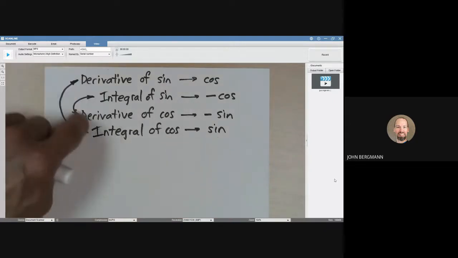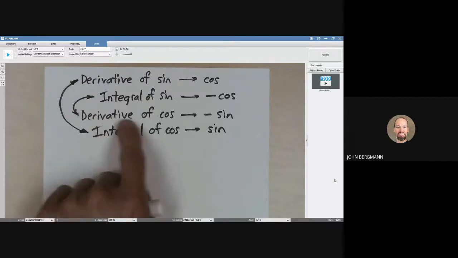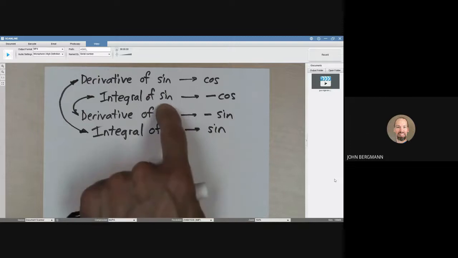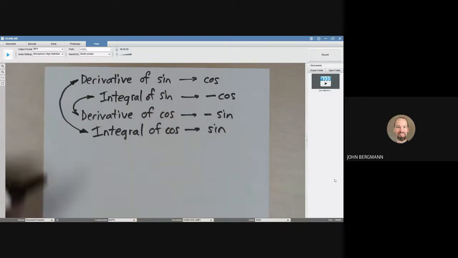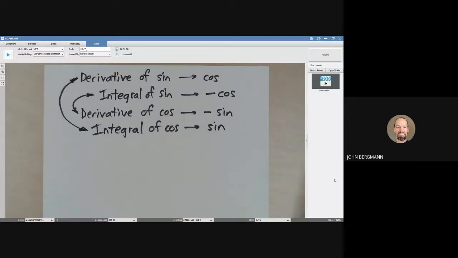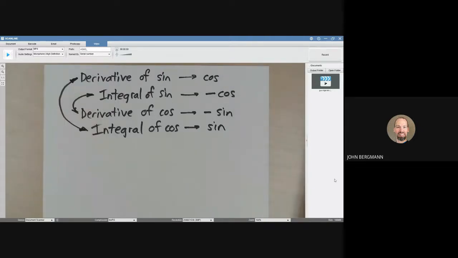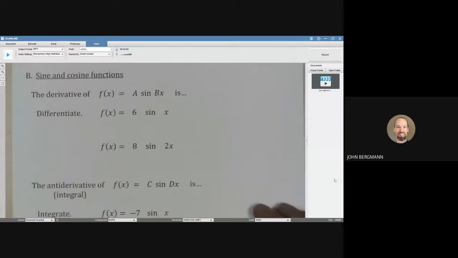And these two actually go together as well. Differentiate cosine, you'll get the opposite sine function. If you integrate sine, you'll get the opposite cosine function. These two go together as well. We're going to essentially lean on these truths as we go through and talk about things in a little bit more detail.